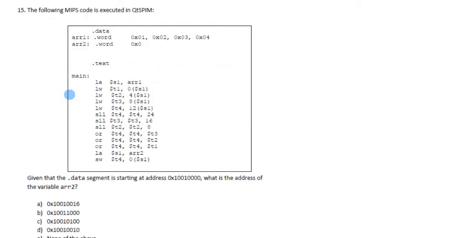Okay, in question 15, basically the first one is given that the starting address of array 1 is this, what is the address of array 2? So array 2 starts after array 1 ends. Okay, so we need to know how much memory array 1 occupies. This is a word array, so each of these elements is 4 bytes. So 4 elements of 4 bytes means a total of 16 bytes, which is equivalent to 0x10. So I take 0x10, add it to this, and I will get the answer as D. Okay, so that is the starting point of array 2, right after array 1.